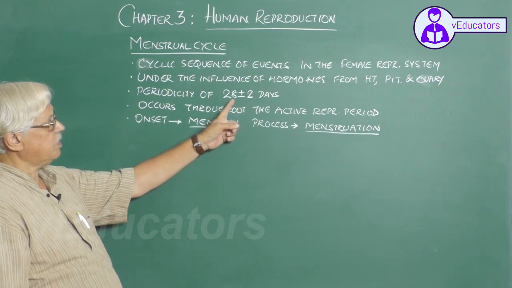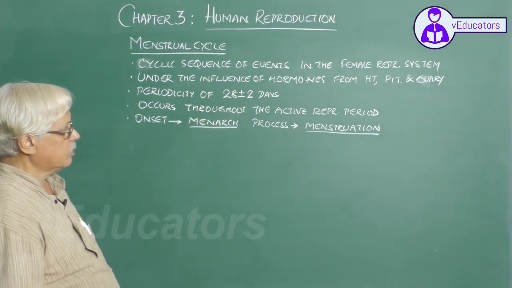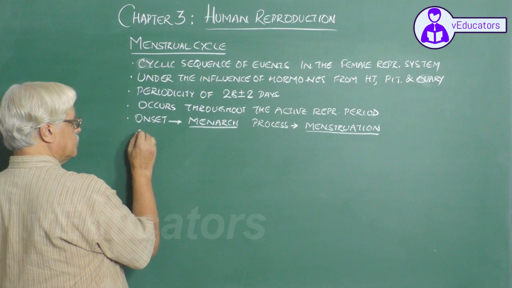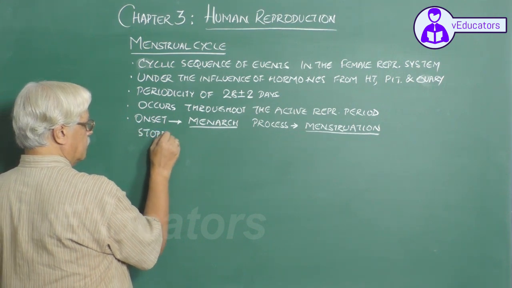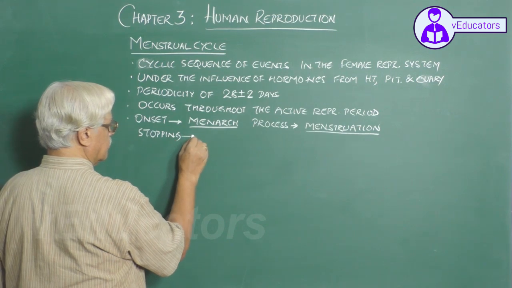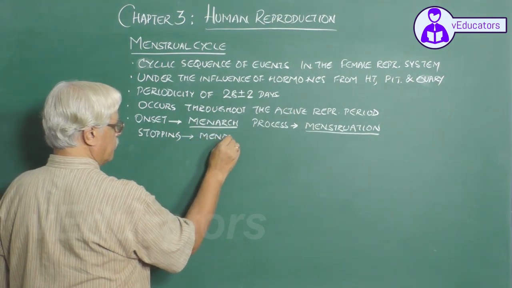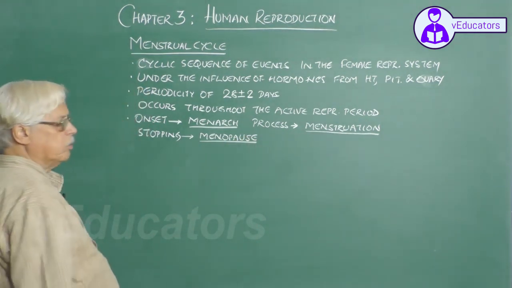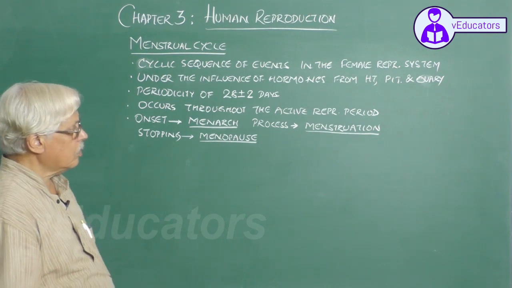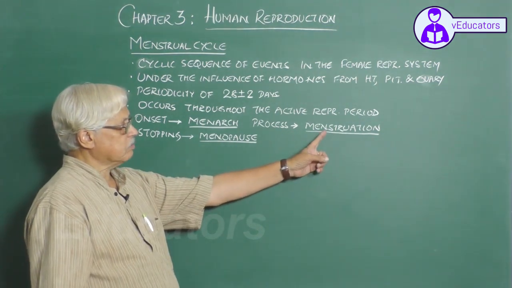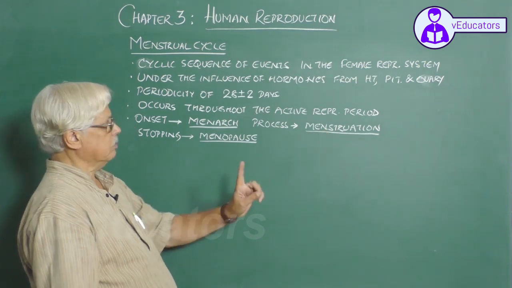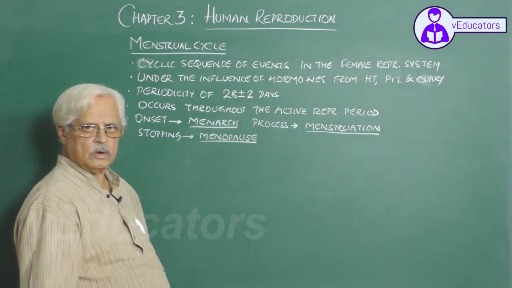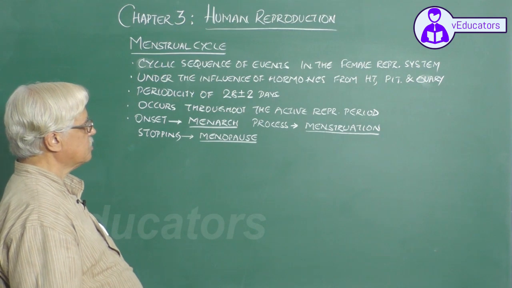The process is called menstruation, and it continues to occur approximately with a periodicity of 28 plus or minus 2 days till the age of about 45 to 55 years. So the stopping of this process is called menopause. The duration from one menstruation to the other, that is what is called menstrual cycle with a periodicity of 28 plus or minus 2 days.